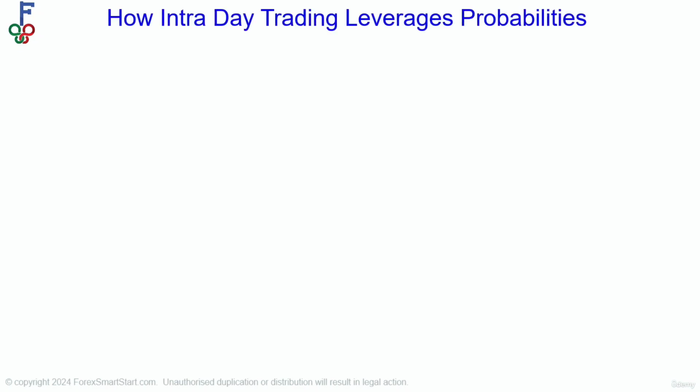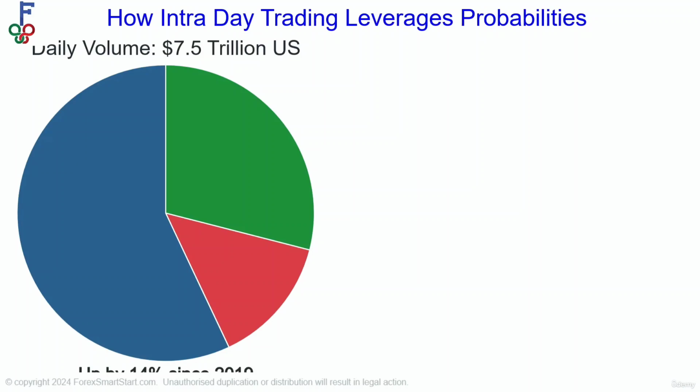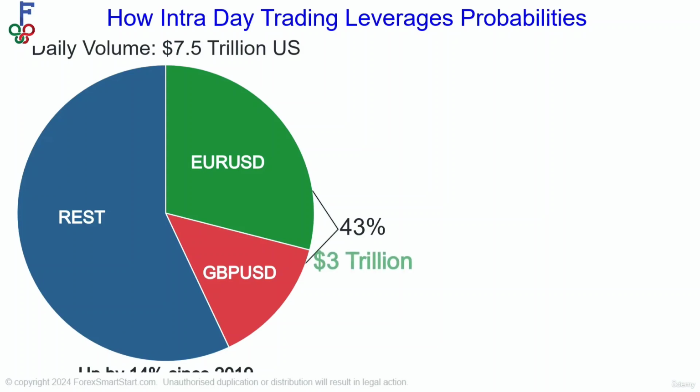Intraday trading leverages probabilities. The Forex daily market volume is approximately $7.5 trillion per day. If we look at this on a chart, we've noticed that the volume is up 14% since 2019, so it is a growing market. Percentage of the Euro USD, GBP USD, and the rest. Combining the Euro USD and GBP USD trading volume, you'll find that the total amount is about 43% of the daily market volume. So that's about $3 trillion US.